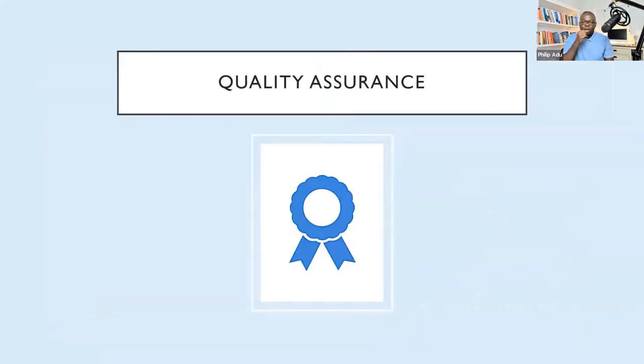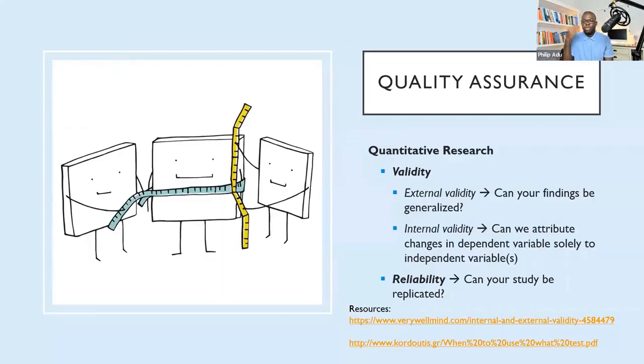So quality assurance, sometimes you can say validity and reliability, but quality assurance captures the two concepts. When you're doing a quantitative study, you have to write about validity and reliability. In terms of validity, I think you have heard of external validity, making sure that your data can be generalized to the population. So when you're writing about external validity and you're doing a quantitative study, you want to describe what you're putting in place to make sure that your findings can be generalized.